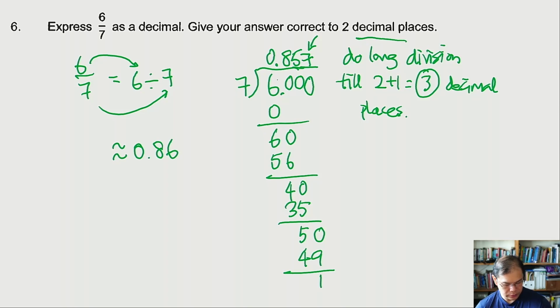So that's what I need to do to 3 decimal places, so I can decide whether to round up or round down. So in this case, 0.857, I round it up to become 0.86.